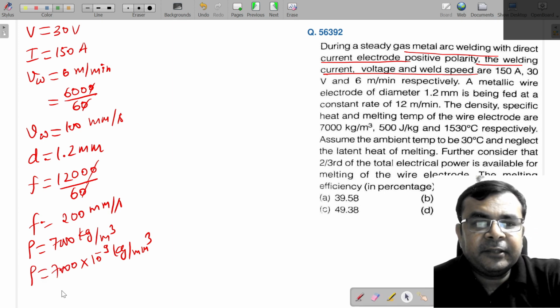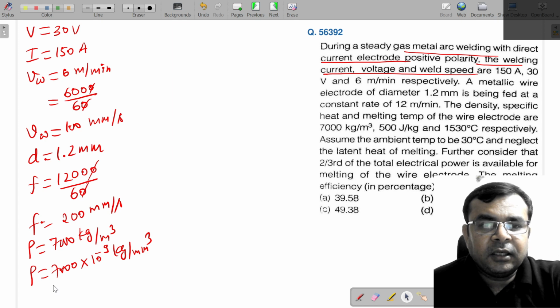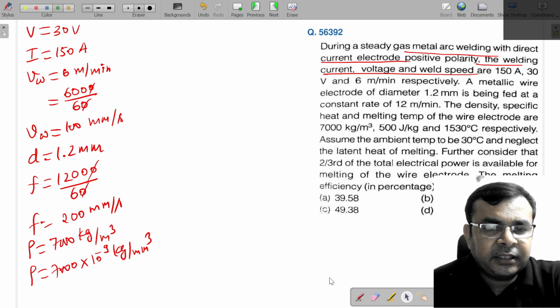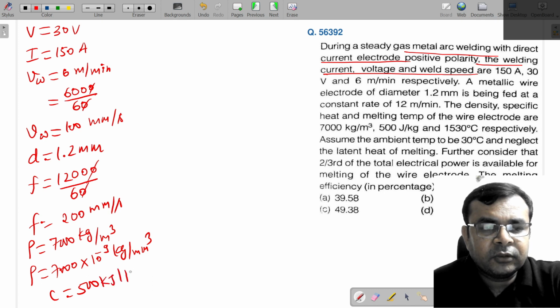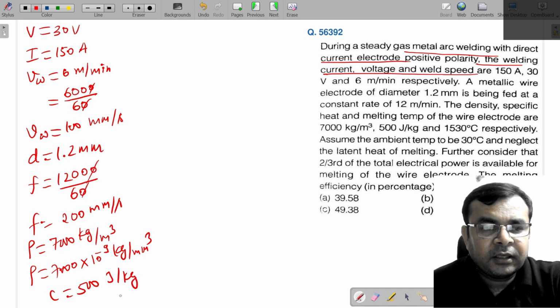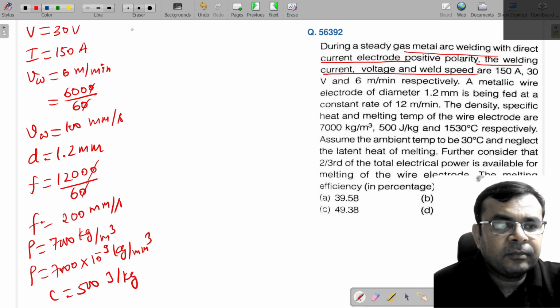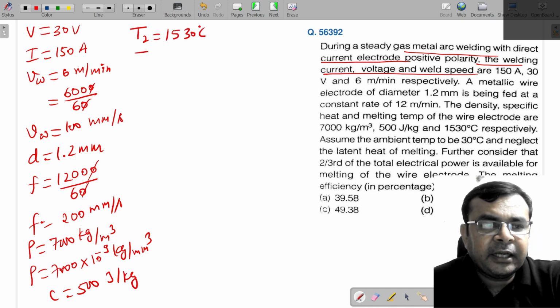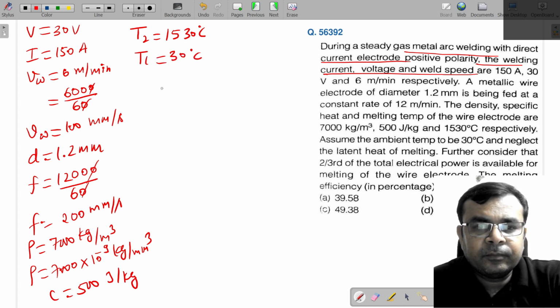So now you can see specific heat, that is C, is also given here. This is 500 joule per kg Kelvin at a temperature of 1530 degrees centigrade respectively, assuming ambient temperature, let's say T1 is 30 degrees centigrade.